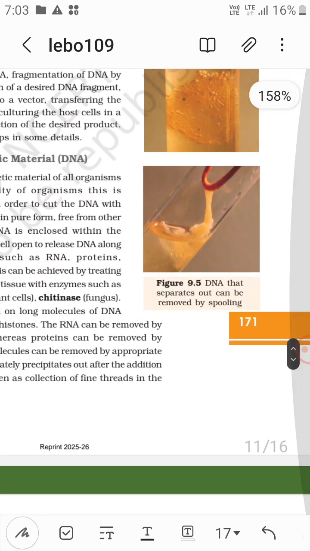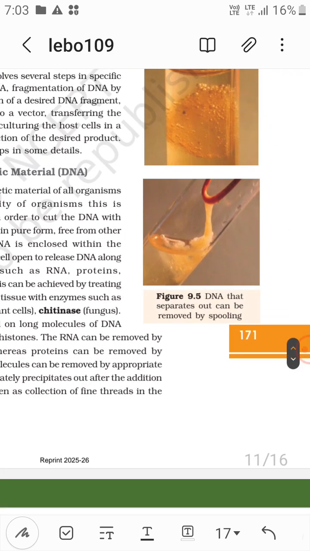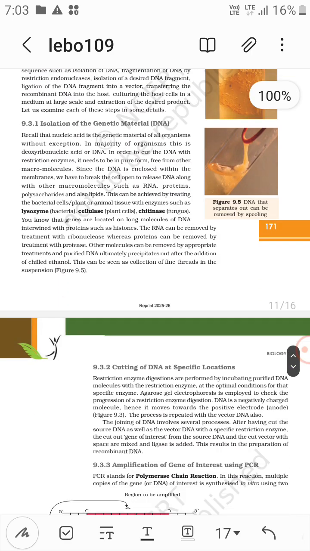As you can see, this is the spooling. DNA that separates out can be removed by spooling. As you can see, chilled ethanol is added.